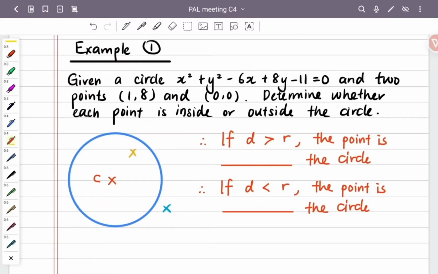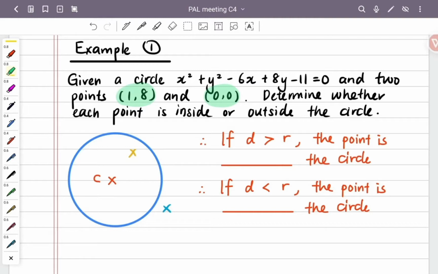So first example, given a circle x squared plus y squared minus 6x plus 8y minus 11 equals to 0, and we have 2 points, okay, 1, 8 and also 0, 0. Okay, so determine whether each point is inside or outside the circle.